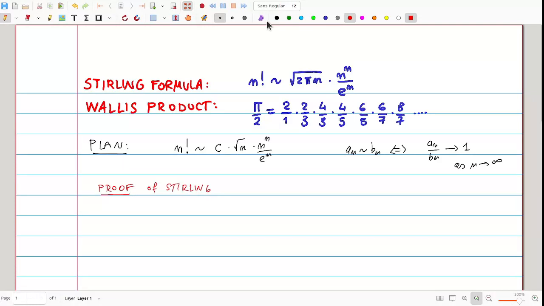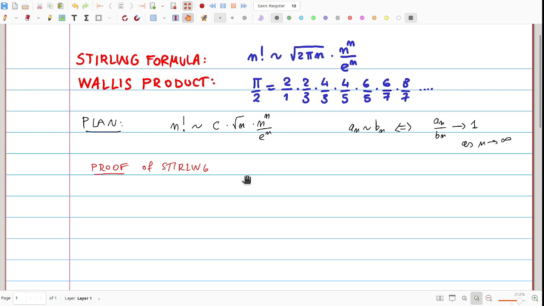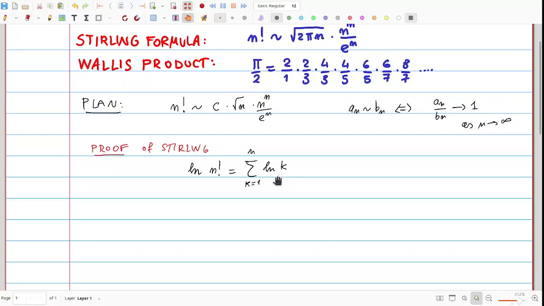Okay, so the idea is very simple, because the idea is that if we take the logarithm of n factorial, this is the logarithm of the product, which is the sum for k from 1 to n of the logarithm of k. And the idea is that this sum of logarithms can be approximated with an integral.